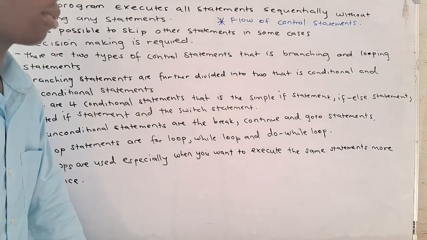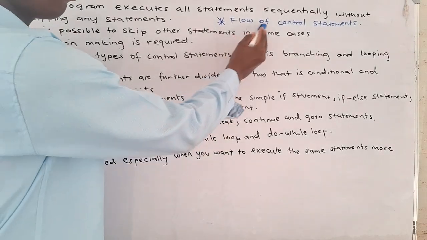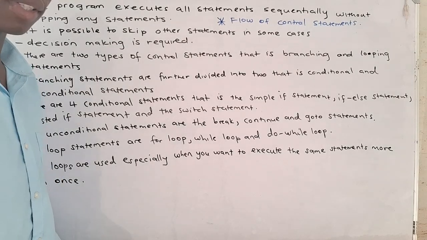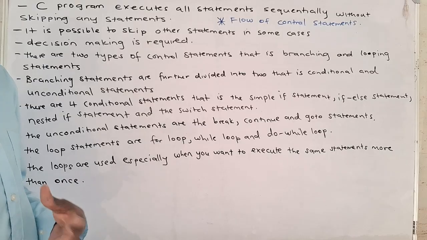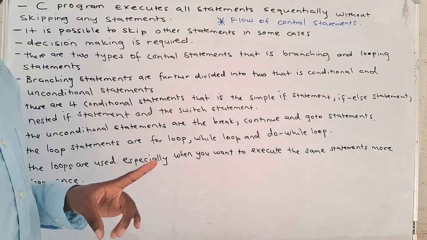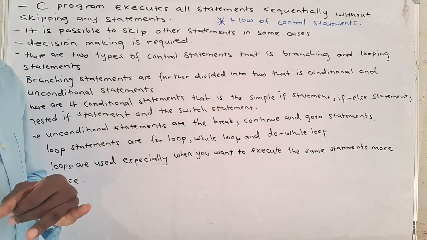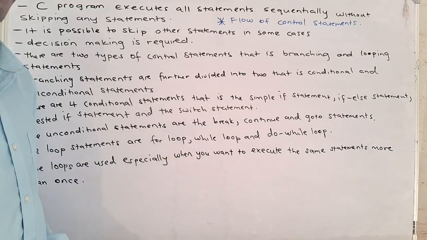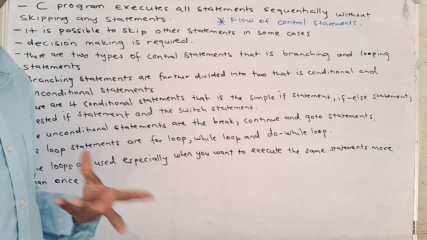In today's class, we are going to discuss the flow of control statements. I'm sure in the previous classes we discussed language translators. In C programming, there are three language translators: the compiler, the interpreter, and the assembler. What is the role of these language translators?